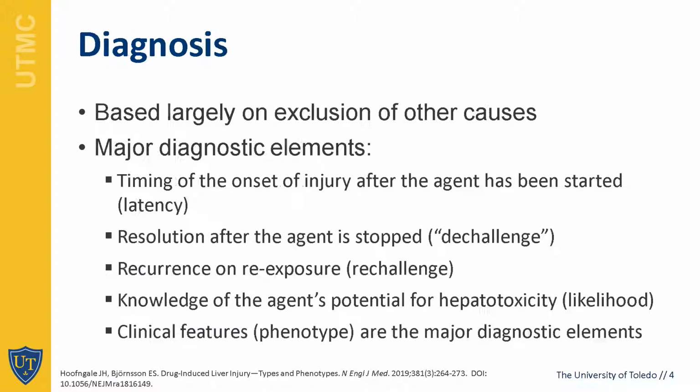So the diagnosis of drug-induced liver injury is largely based on exclusion of other causes. There are many elements that must go into this diagnosis. These important characteristics are, first, the timing of onset of injury after an agent has been started, which is called latency. Resolution of symptoms after an agent is stopped, which we also refer to as de-challenging. Recurrence upon re-exposure of an agent, which would be re-challenging the patient. General knowledge of the agent's potential for hepatotoxicity, or the likelihood of DILI to occur. Clinical features, or the phenotype, are major diagnostic elements in drug-induced liver injury.